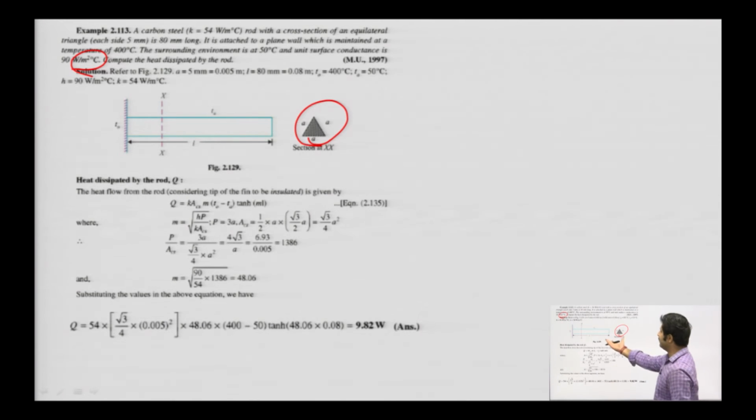Okay, friends, so this is the figure. It's a cantilever type of fin. Everything is given: the length, the breadth, T0, T_A, H, and K. The cross-sectional area is that of the equilateral triangle. So the heat dissipated by the rod, Q, considering the tip of the fin to be insulated, we all know the formula, right? It is root over HPKA theta naught tanh ML. Everything is given here, and you need to calculate M, the fin parameter.